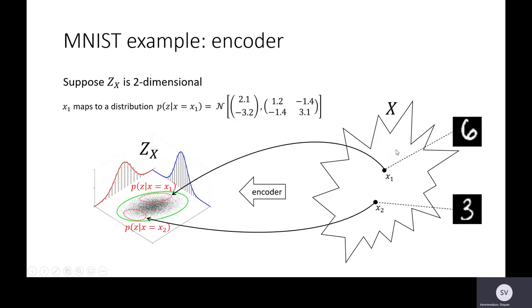The encoder is the inverse mapping, and here we just take a point in the space X, being the images, so for example X1, and we pass it to the encoder, and as a result we get some distribution or region in the space Zx, which is a distribution over a two-dimensional vector. It could be a distribution like this, so some two-dimensional mean value and a covariance matrix.